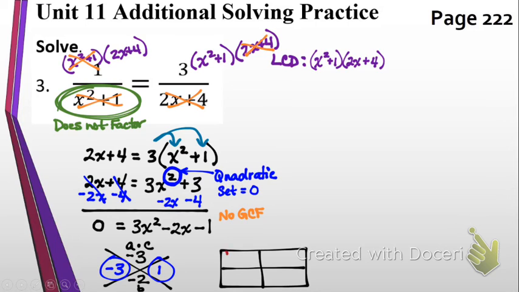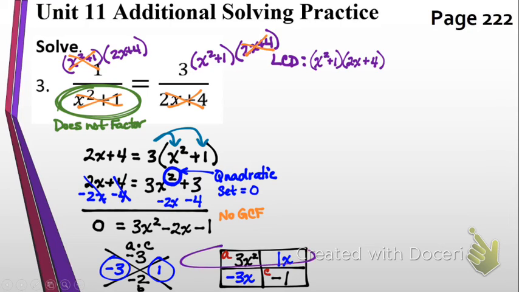Remember, a goes in the upper left, c goes in the lower right. So 3x squared, -1. What do I do with the -3 and the 1 when I put them in my area model? Put x's back on them. So I have a 1x and a -3x. It does not matter which of those boxes you put it in.